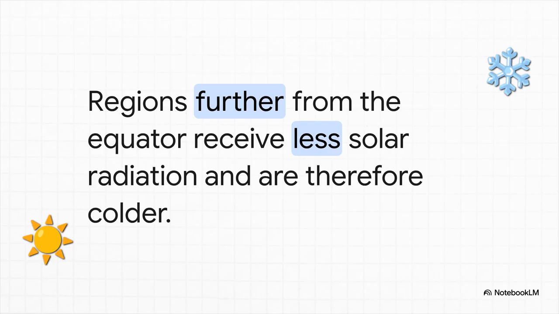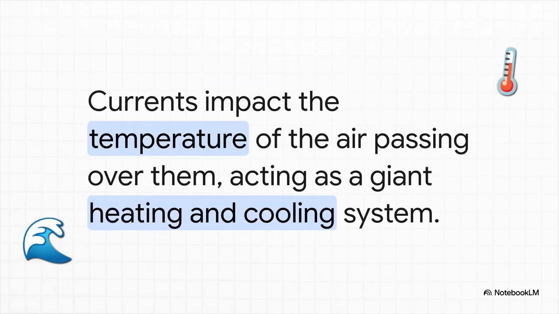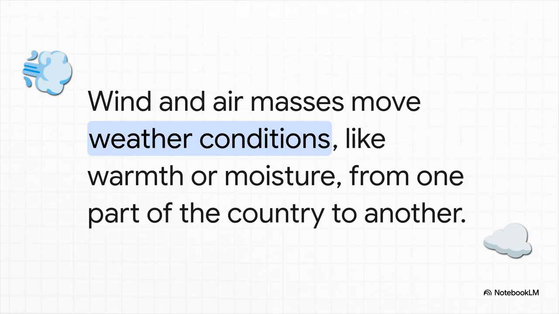Super simple. The farther you get from the equator, the colder it gets. Done. Next, O is for ocean currents. These are like massive conveyor belts in the ocean, moving warm and cold water around and affecting the air temperature near the coasts. W is for wind and air masses.